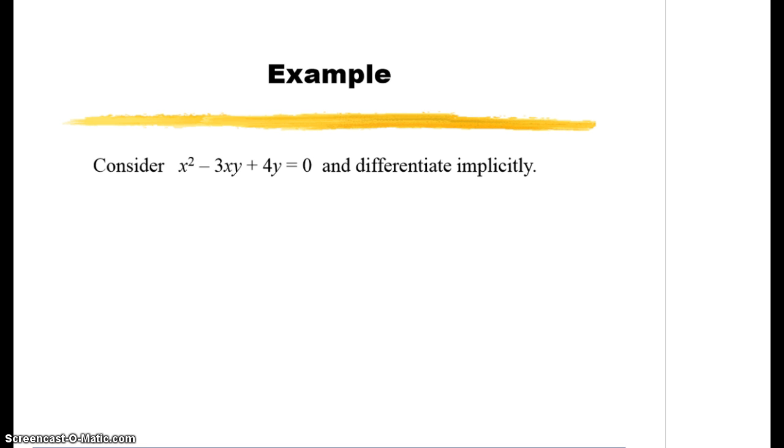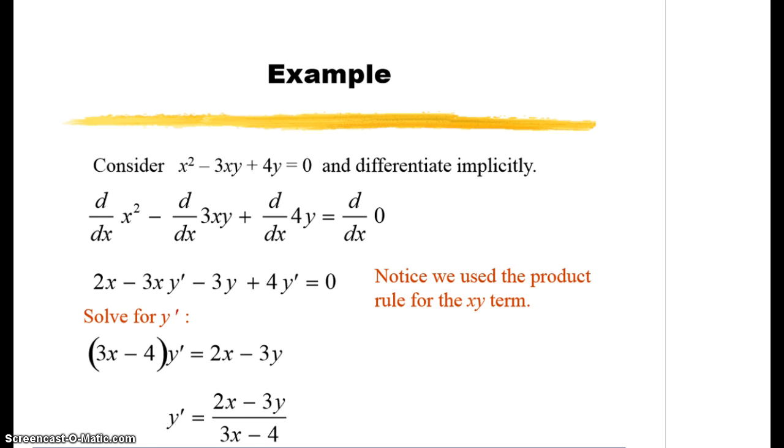We're going to use it on things that are more complicated like this. So we're going to differentiate this implicitly. So we start once again by taking the derivative on both sides with respect to x.